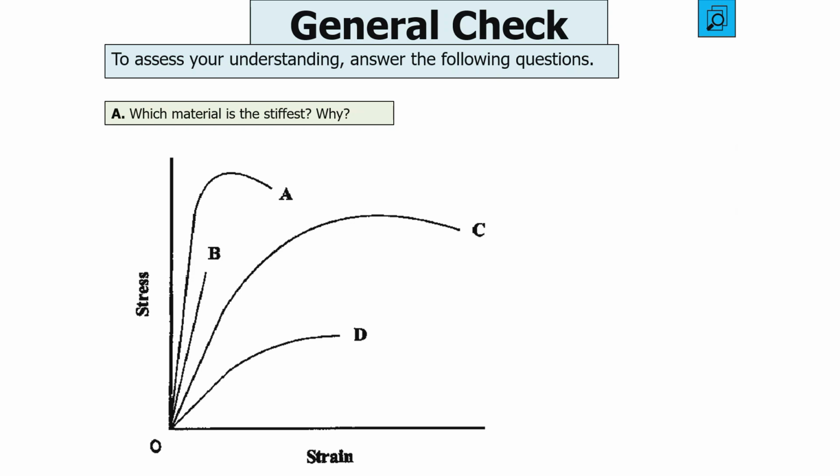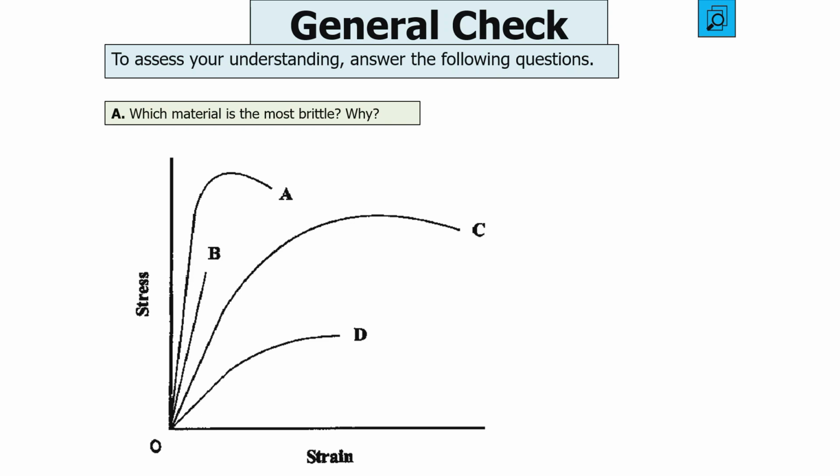Which material is the stiffest and why? Pause the video now, then unpause the video when you want to go through your answer. A is the stiffest as it has the steepest gradient. Which material is the most brittle and why?